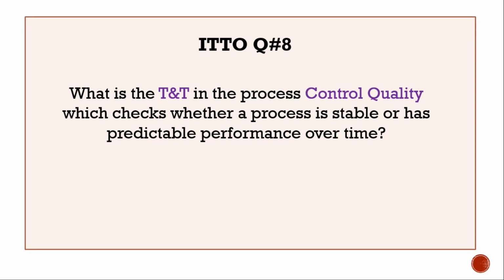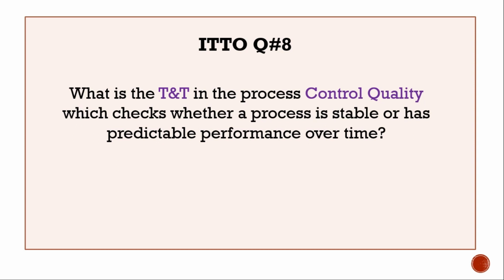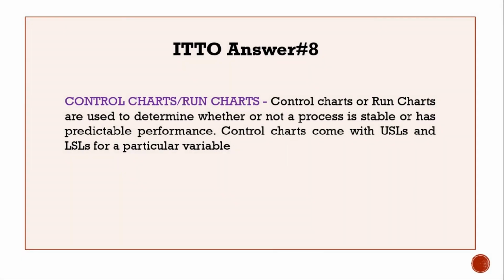ITTO question number 8. What is the tools and techniques in the process control quality which checks whether a process is stable or has a predictable performance over time? The answer, control charts or run charts. Control charts or run charts are used to determine whether or not a process is stable or has predictable performance. Control charts come with upper specification limits and lower specification limits for a particular variable.